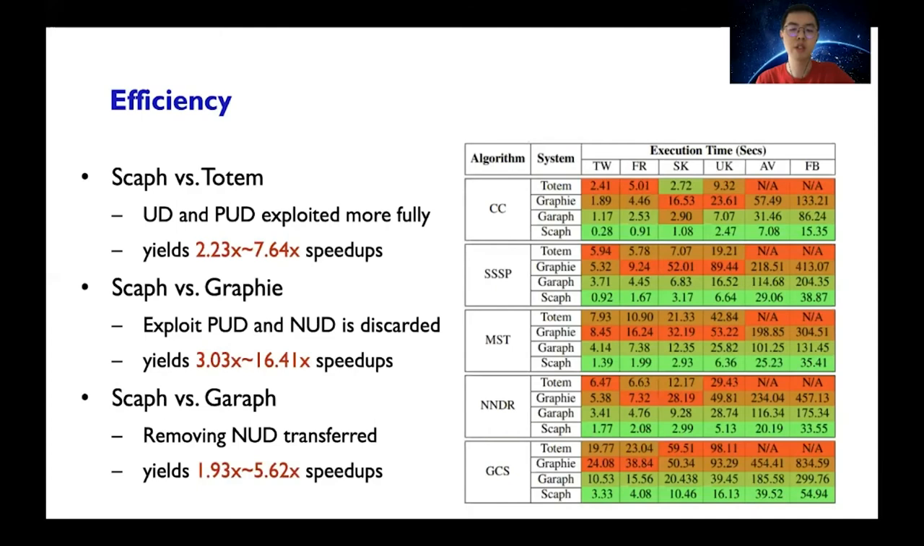Both Graphie and Scaph process all subgraphs on the GPU only, so Graphie can be understood as a version of Scaph where every subgraph is treated as a high-value subgraph, except that its UD is used, but PUD is exploited rather inadequately. Last, Scaph is faster than Garaph by 3.71 times on average. Garaph cannot distinguish high-value from low-value subgraphs as Scaph does. Garaph is inferior to Scaph as it still transfers more AUD to the GPU and explores the PUD less adequately.